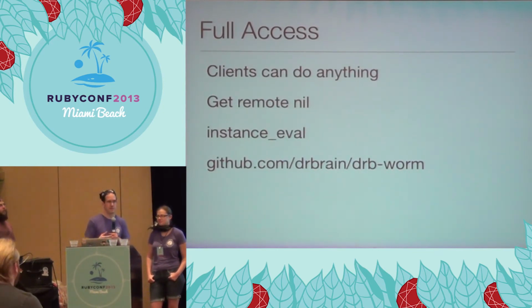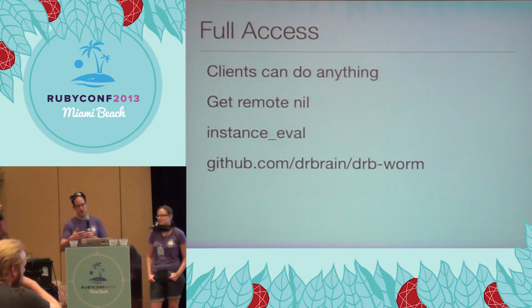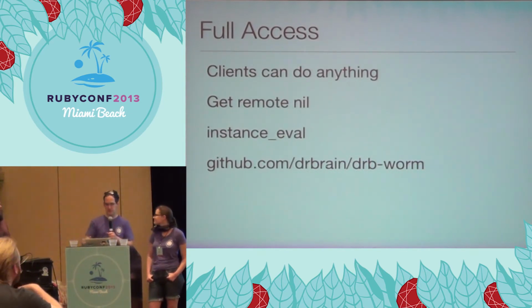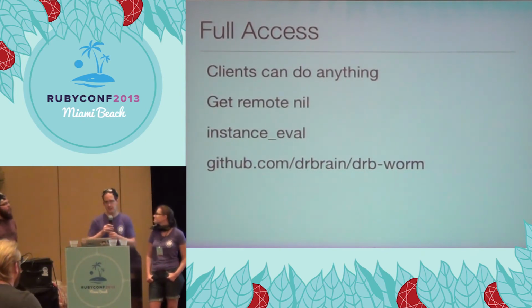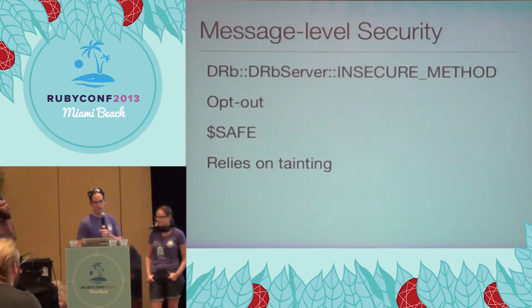So you've got to be careful about who you use DRb services with. I've written a proof of concept of how to infect another DRb machine with code from the local machine called the DRb-worm. It's a gem you can see there. It doesn't do anything dangerous now, and I don't expect it ever to do anything dangerous. But this is just so you can look and see what kind of stuff you can do.